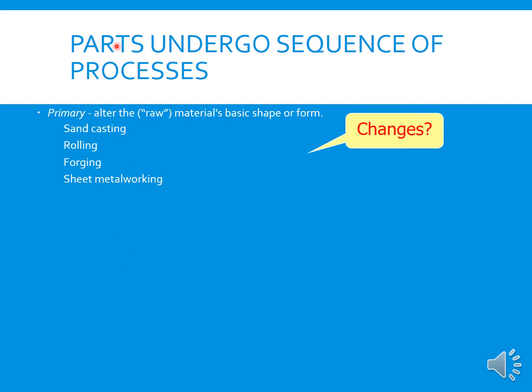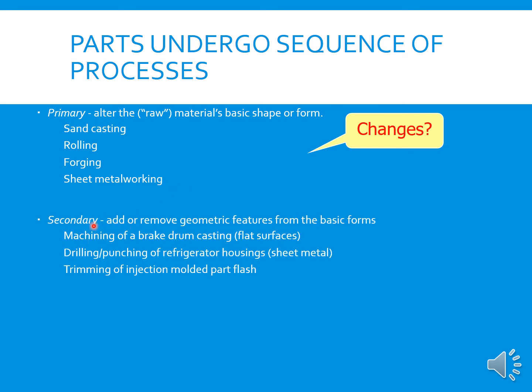Here, for example, a part undergoes a sequence of processes. Actually, first is the material. We have a primary process, starting from the raw material, giving the basic shape or form. Examples are sand casting, rolling, forging, and sheet metal. Second, we have the secondary process, where we add or remove geometry features from the basic form. We use machining. Examples are brake drums with casting and drilling, punching, or the radiator housing with trimming and injection molding flush. Okay, this is how we know the primary and the secondary.